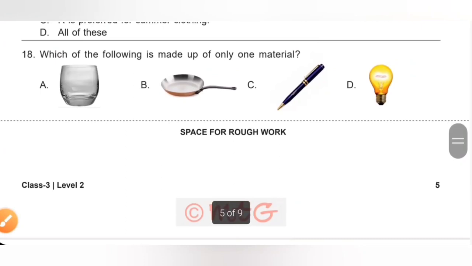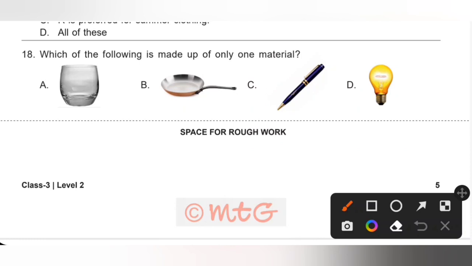18th. Which of the following is made up of only one material? So option A, glass. B, cooking pan. C, pen. D, bulb. So glass tumbler is made up of only one material, that is glass. Cooking pan is made up of metal and then plastic for handle. So pen also, it is made up of plastic and then metal. Same, glass bulb also made of glass and then metal. So option A, glass tumbler is made up of only one material, that is glass, so option A is the correct answer.